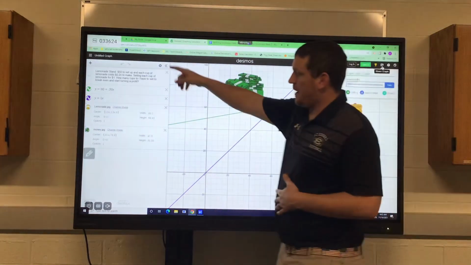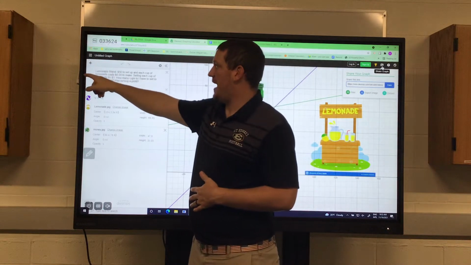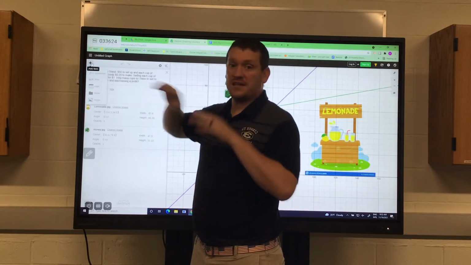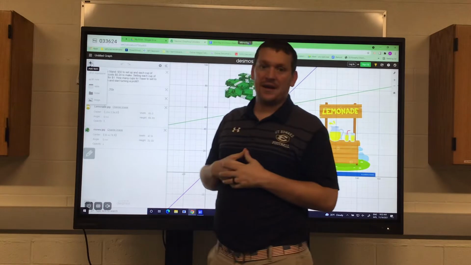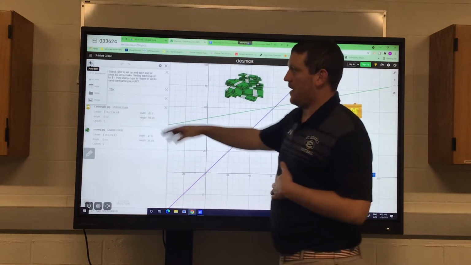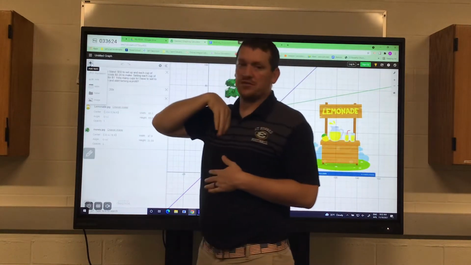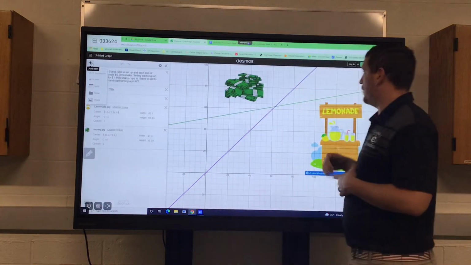Just make sure, if you want to type things, you hit this add button, then the note button, because then you can type a bunch without worrying about it being a mathematical equation. If you want to add images, tables, or just different expressions, you can do it that way.